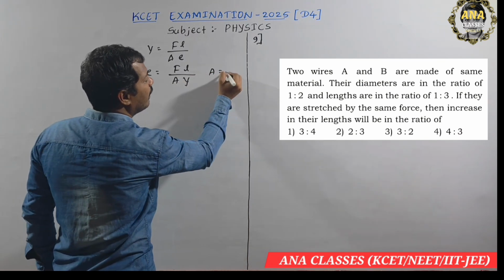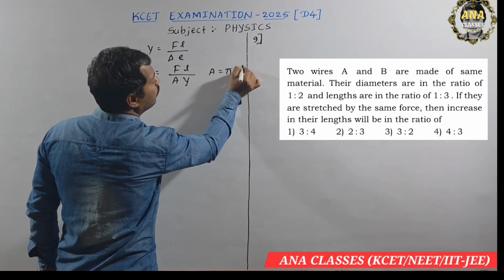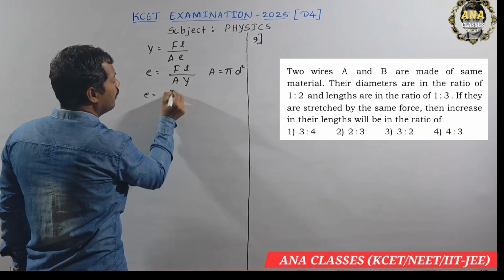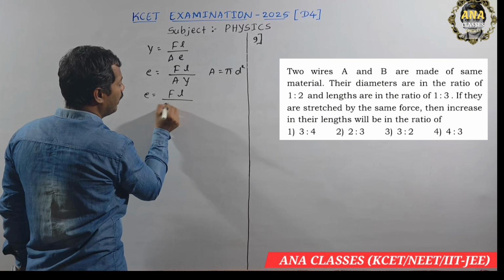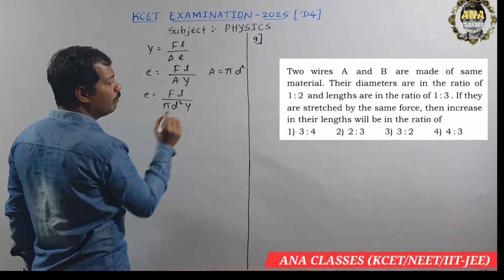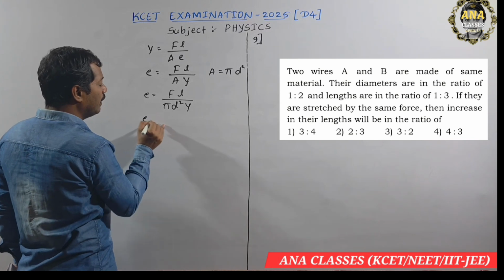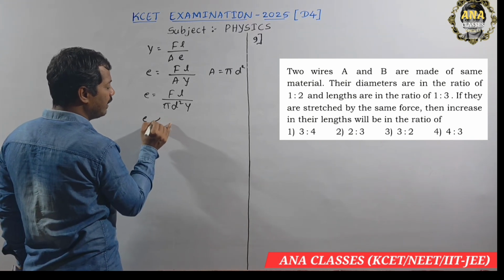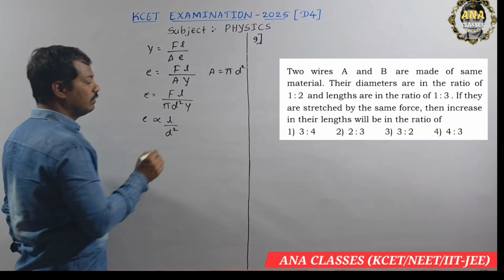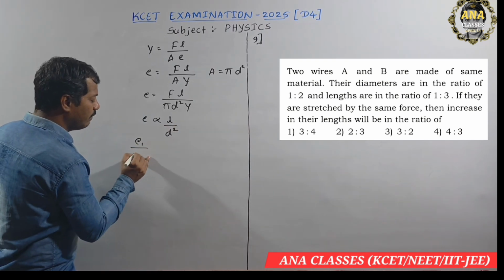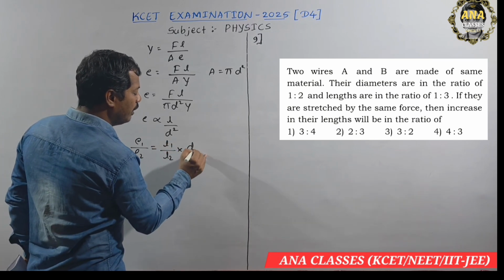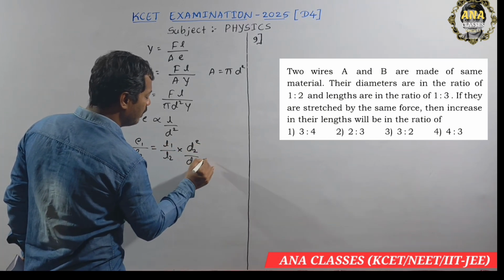Area of cross section of the given wire is pi d square, where d is the diameter. So E is equal to F into L divided by pi into d square into Y. The constant terms F and Y both are constant, pi is also constant. So E is directly proportional to L and inversely proportional to the square of the diameter. So our ratio is E1 divided by E2 is equal to L1 divided by L2 into D2 square divided by D1 square.